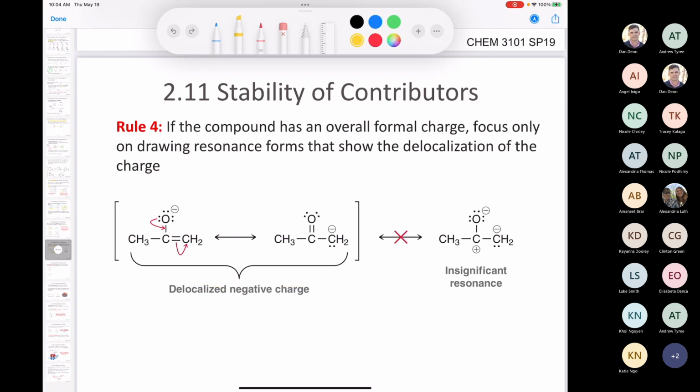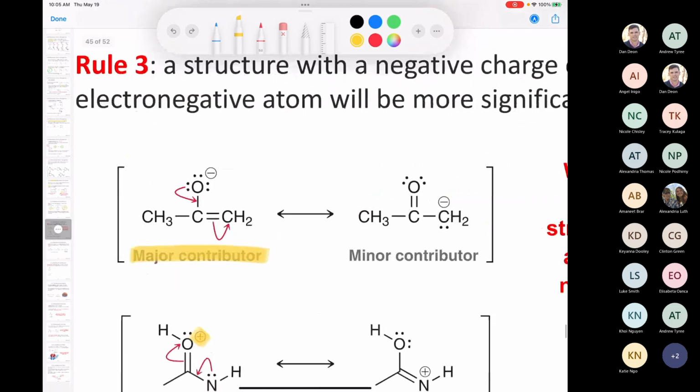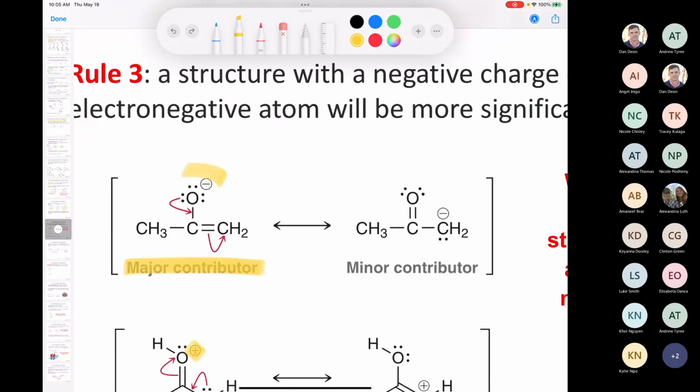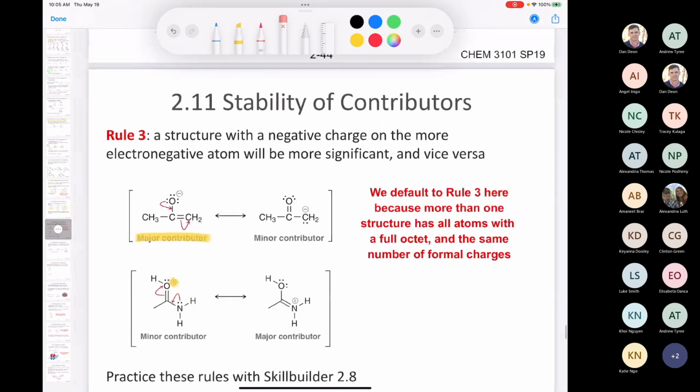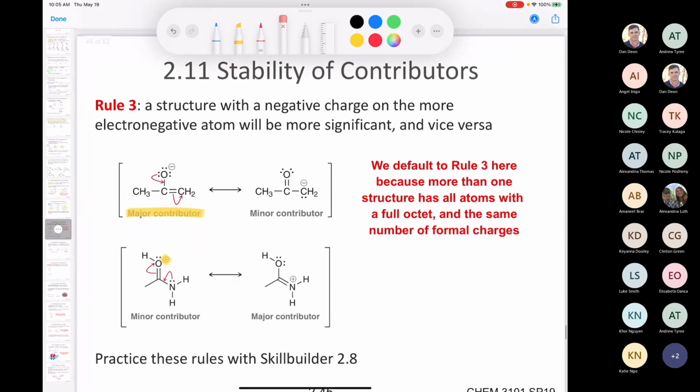It's not that one is more stable than the other, but if you were to look at an electrostatic potential map, let's say, and if you were to look at this one here, for example, you'd have more negative electron density in this part of the molecule than you would in this part of the molecule, because the negative charge is more comfortable on a more electronegative atom. Does that help? It means it's the greater contributor.